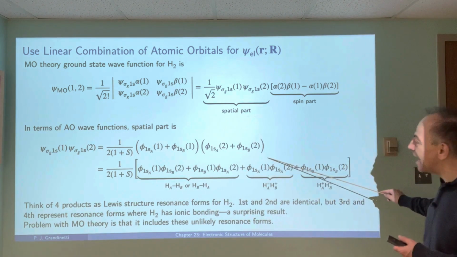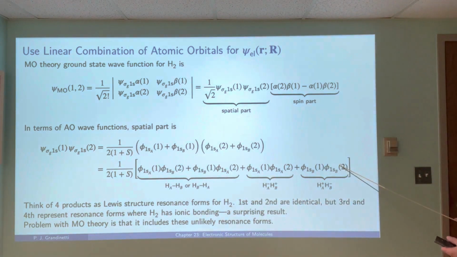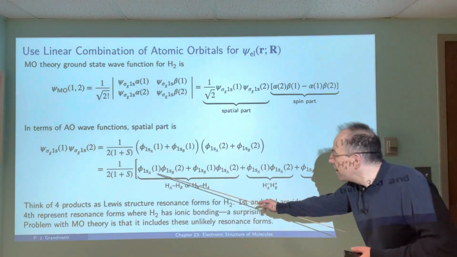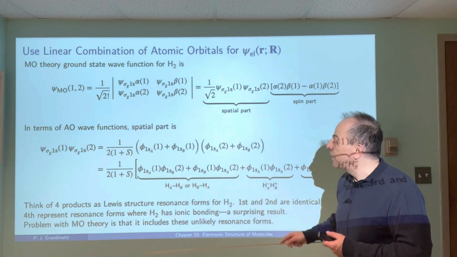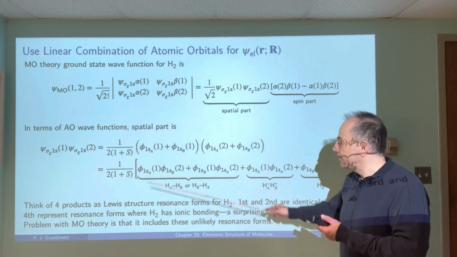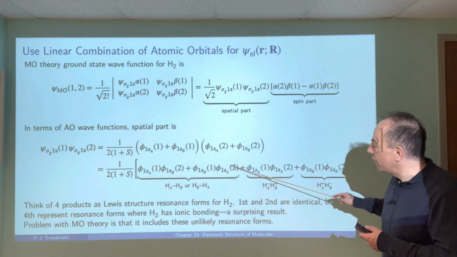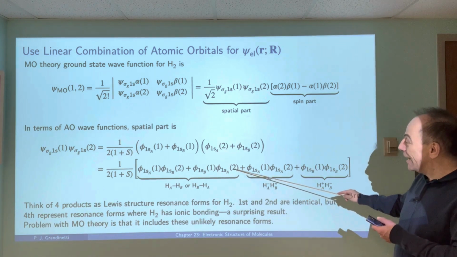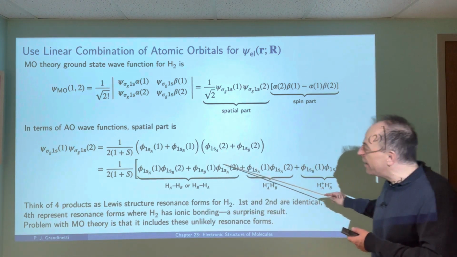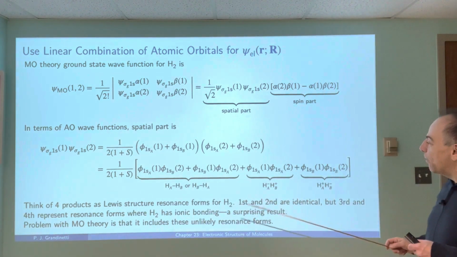And if I expand that out, you can see this expands out into 4 terms. These 2 terms here are with electron 1 in the 1s A orbital and electron 2 in the 1s B orbital. And over here we have electron 1 in the 1s B and electron 2 in the 1s A. And these are the electrons sort of uniformly distributed in the molecule.